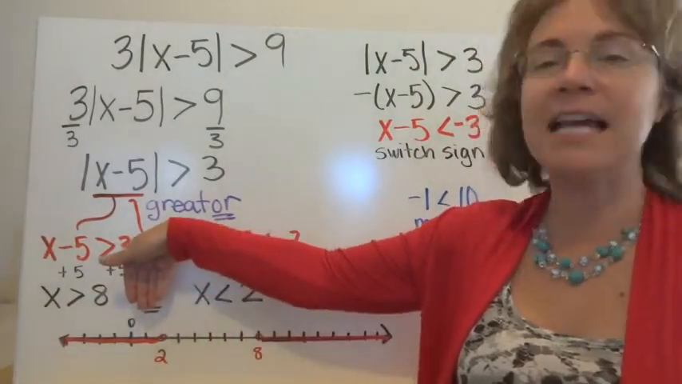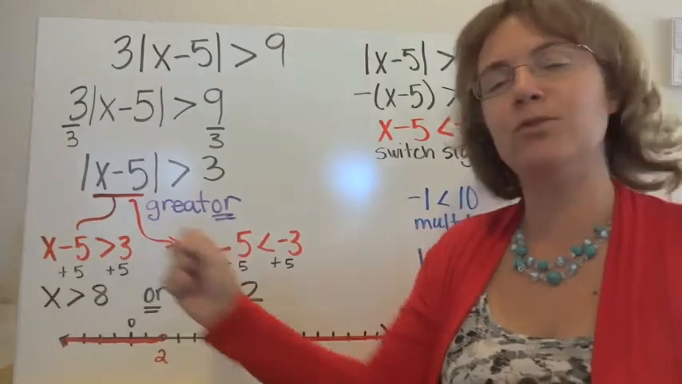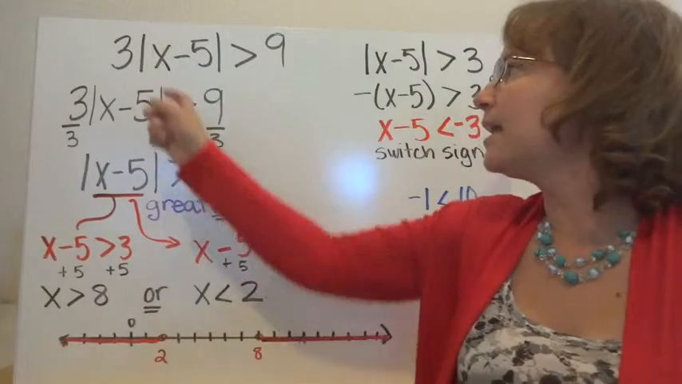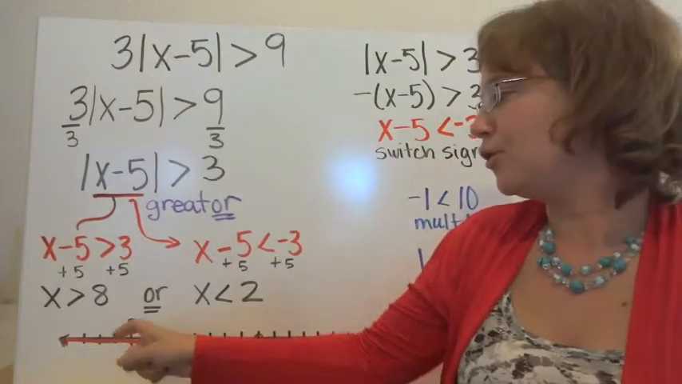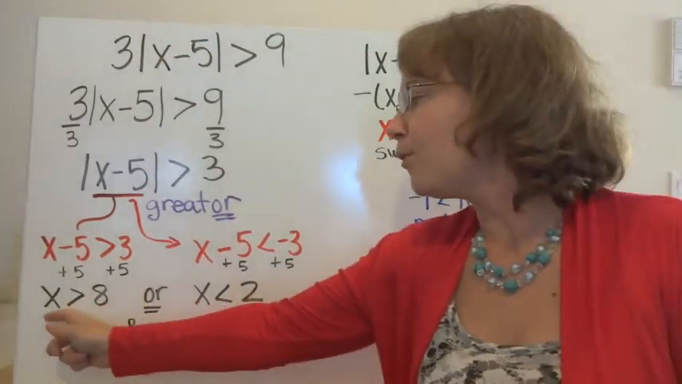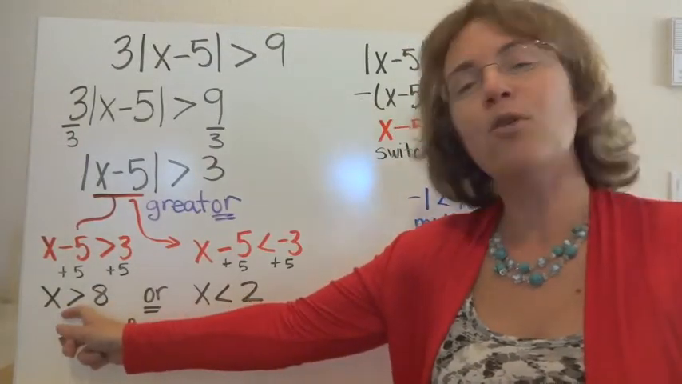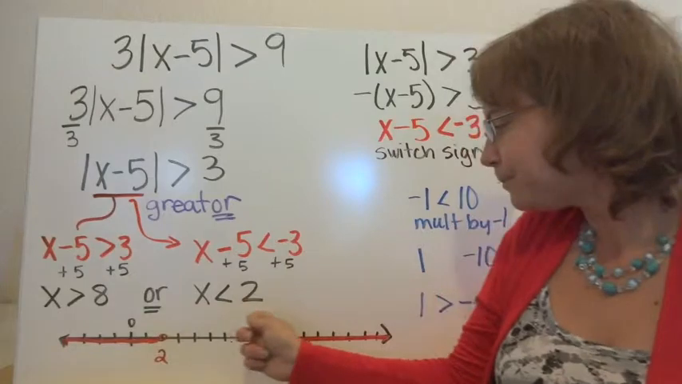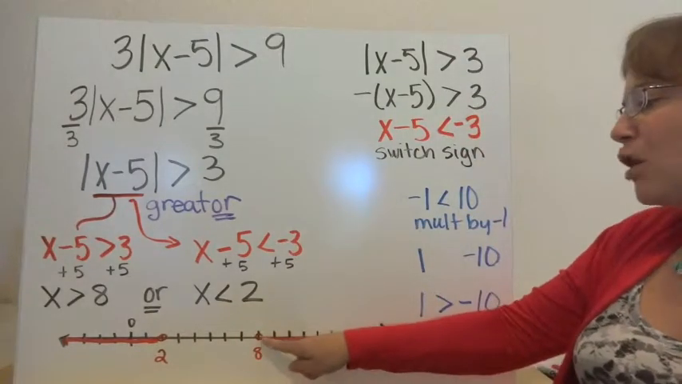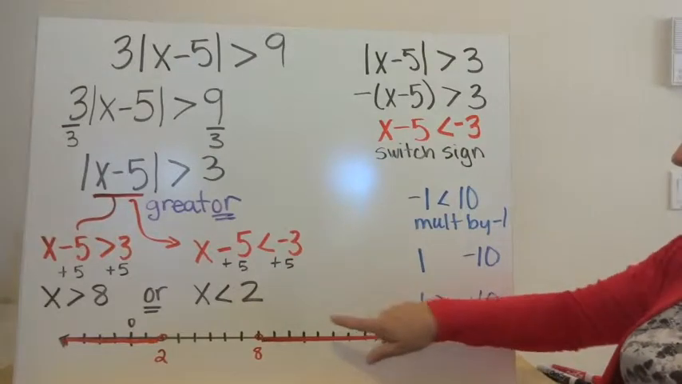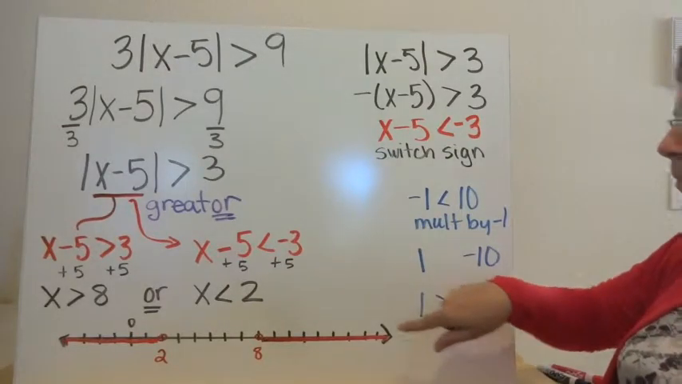Now, if you look at these, you can tell it's going to be an or, because both of those can't be true at the same time. Either of those will make this inequality true. So let's go ahead and graph them. We have x is greater than 8, and we don't have or equal to. So when we do that part, we're going to have an open circle, not colored in. And x has to be greater than 8, so this way on our number line.